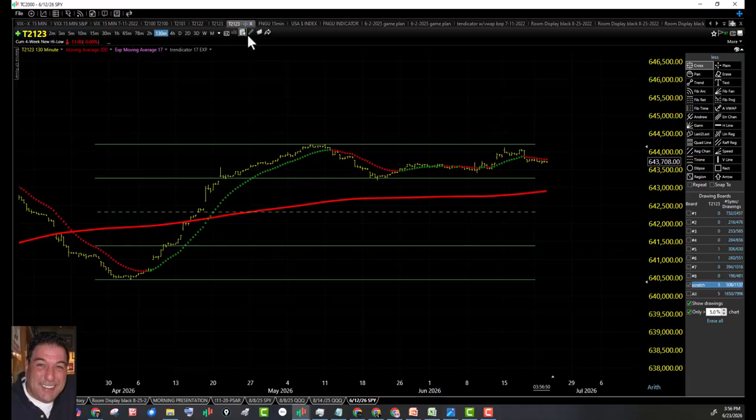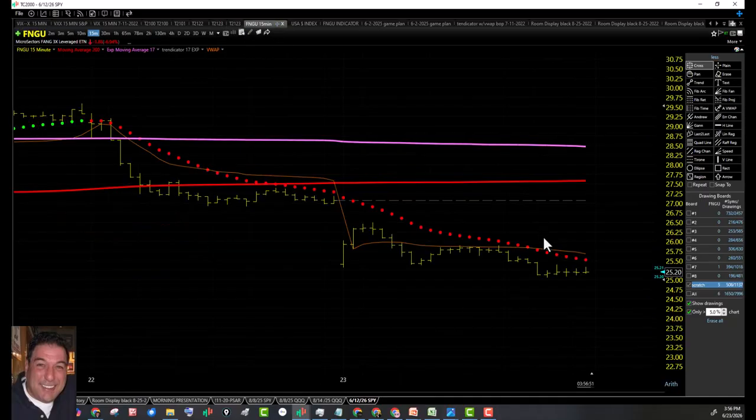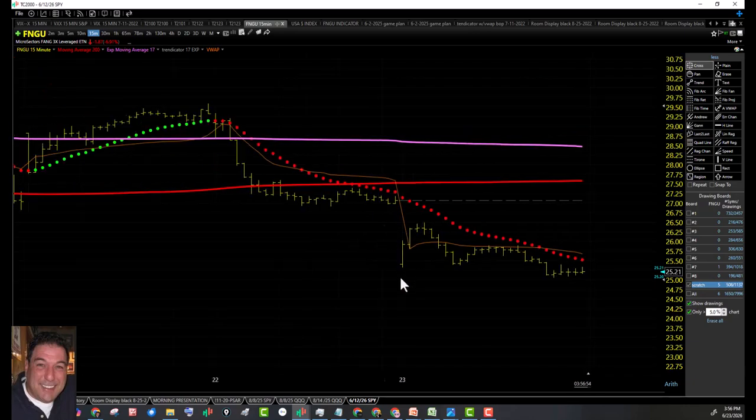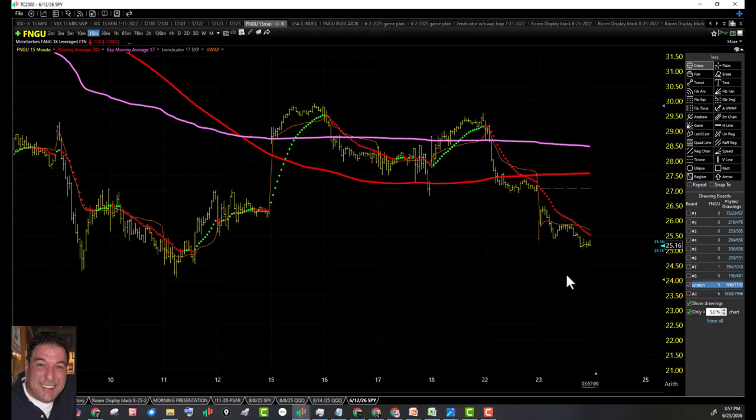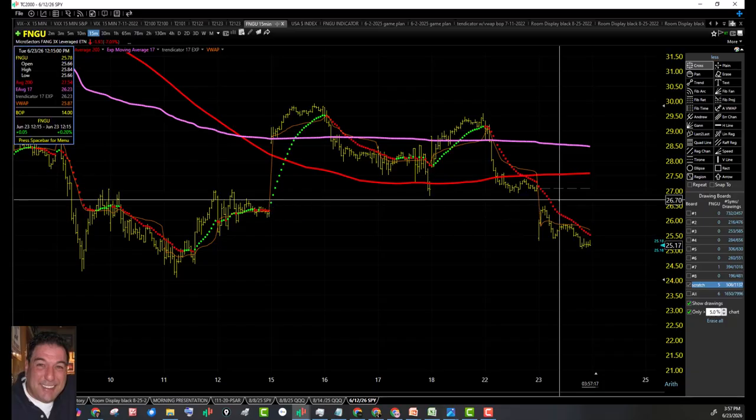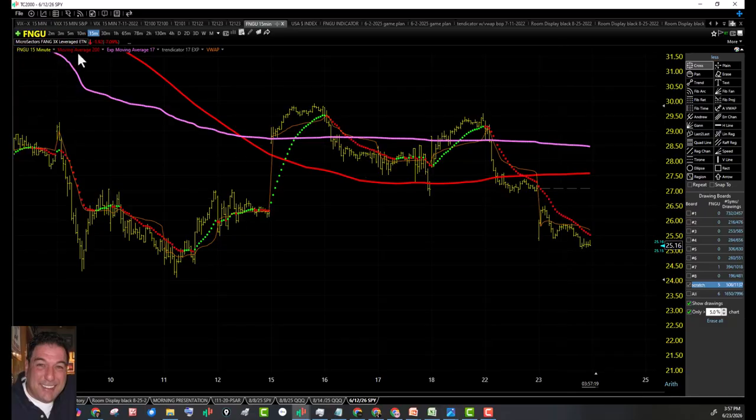T2123 3-bar chart. FNGU, no miracles here, no goodness to be said. Gap down, never filled by the bulls. Look at all the red dots. Definitely, you made lower lows, so you're definitely in a downtrend. Looking like they filled this bullish gap here, or they gapped the gap. Yeah, gap to gap right there.